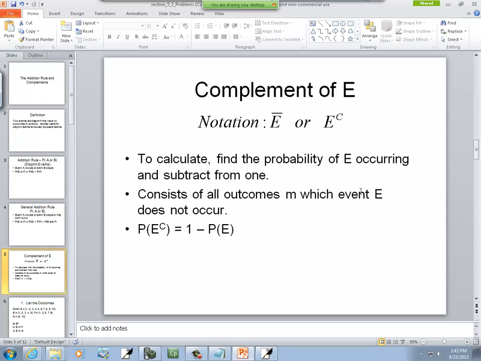And then we got our complement of E. This is represented by E bar, or E to the, looks like to the C power. To calculate, find the probability of E occurring and subtract from 1. It consists of all outcomes in which event E does not occur. Okay, so probability of the complement of E is equal to 1 minus probability of E, and we'll talk more about that.